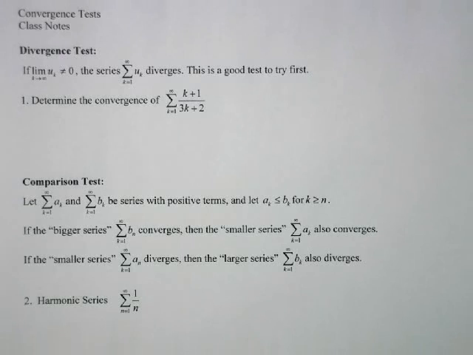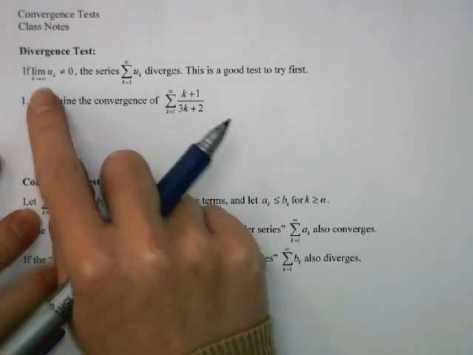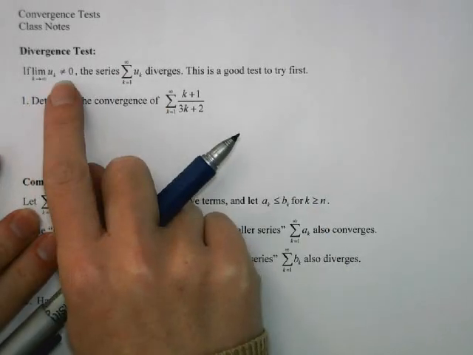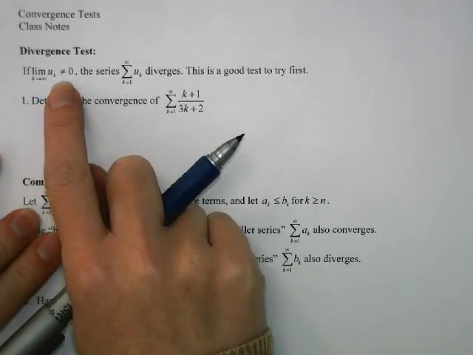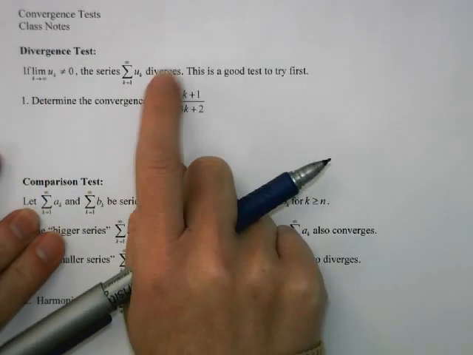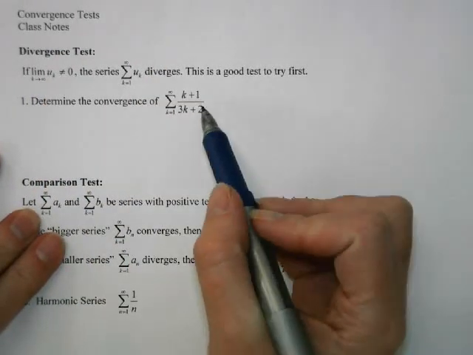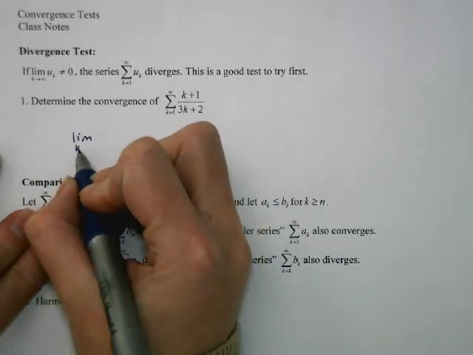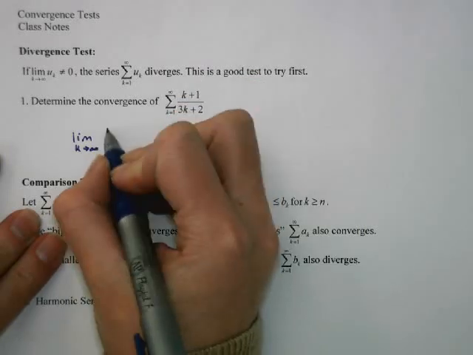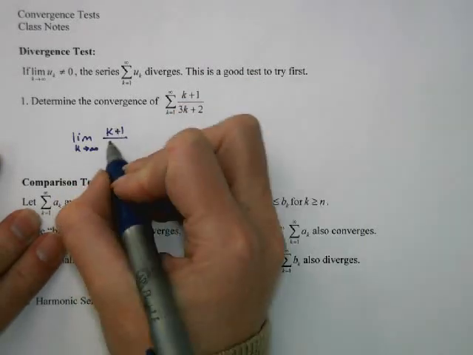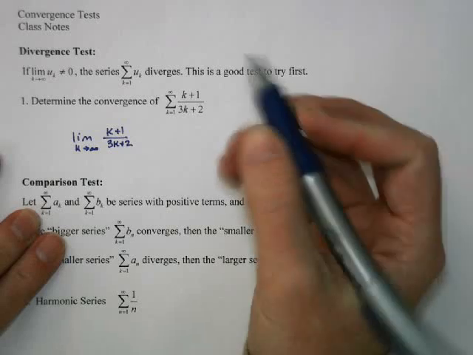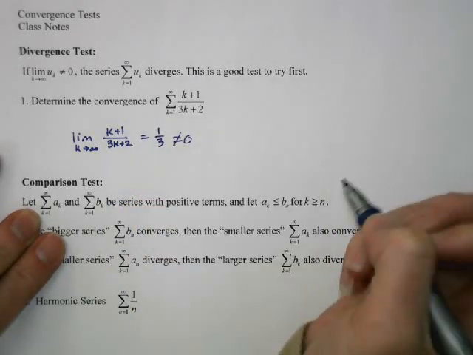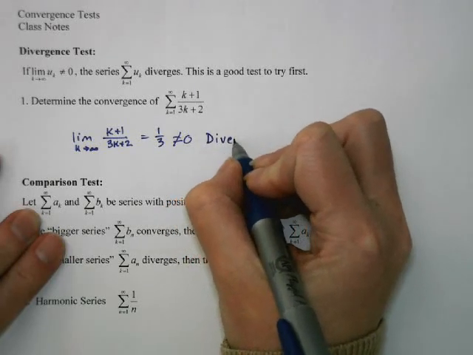All right, the first test for convergence, or in this case divergence, is the divergence test. This is a really simple one. Basically, if we look at the limit of the nth term, or in this case u_k, if this doesn't equal 0, then you don't have a sum, which means the series automatically diverges. So here, if I look at the limit as k goes to infinity of (k+1)/(3k+2), we get 1/3, which does not equal 0. So this series diverges.